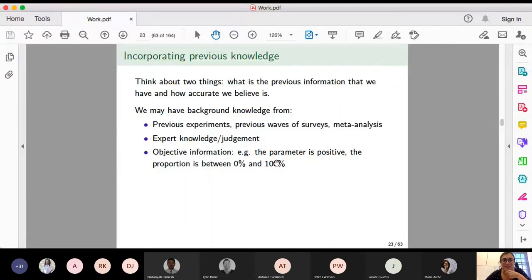But I was talking about how you can incorporate the previous information into your current research and which type of information we can take into account. So I was saying that this information or previous knowledge may come in different ways. Maybe there have been previous experiments done on the same topic, or maybe you have data from previous waves of this survey.